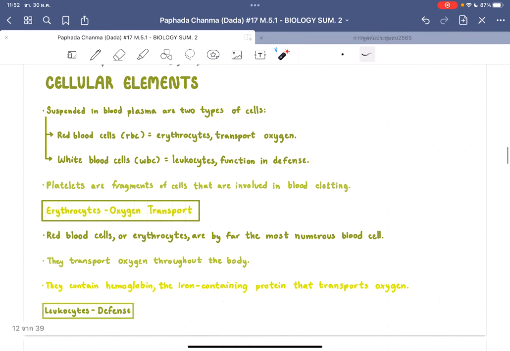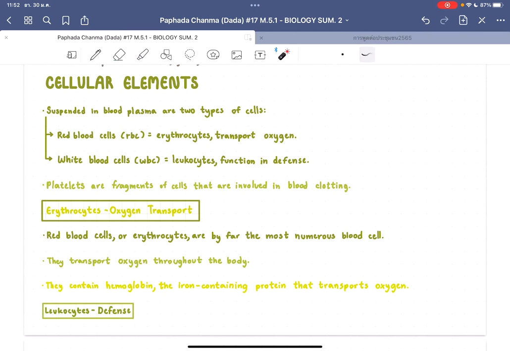Cellular elements suspended in blood plasma are of two types of cell. Red blood cells, erythrocytes, transport oxygen. White blood cells, leukocytes, function in defense. Platelets are fragments of cells that are involved in blood clotting.